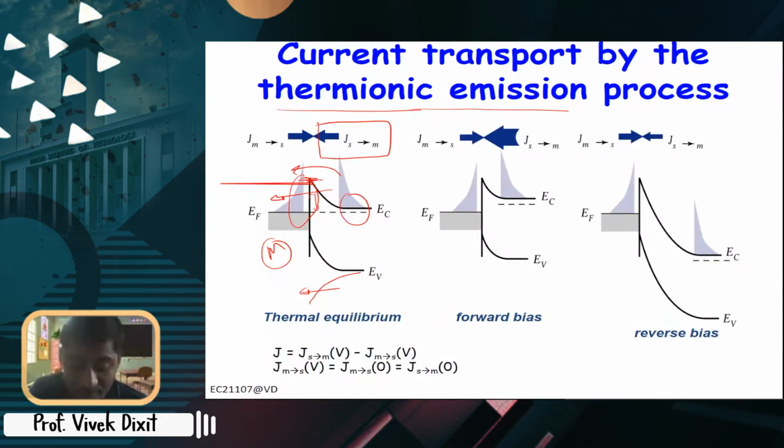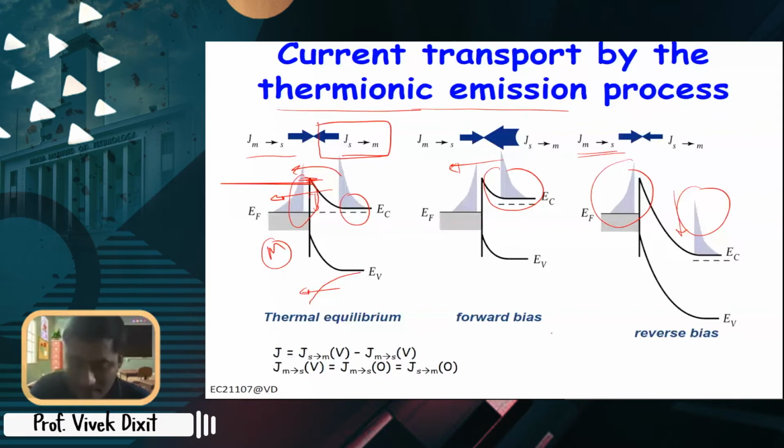At zero bias, of course, there will be zero current, so both components will be equal, from semiconductor to metal and from metal to semiconductor. When you apply the bias, the barrier on the semiconductor side changes. If it is forward bias, there will be more carrier flow from semiconductor to metal. When you reverse bias it, this will go down and become almost zero. So in reverse bias, you will only have current due to carriers flowing from metal to semiconductor.